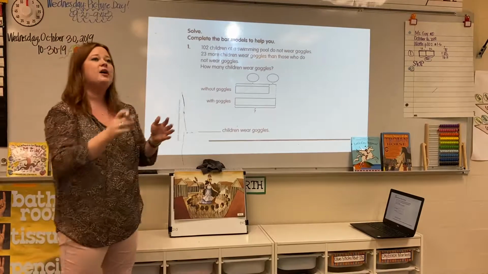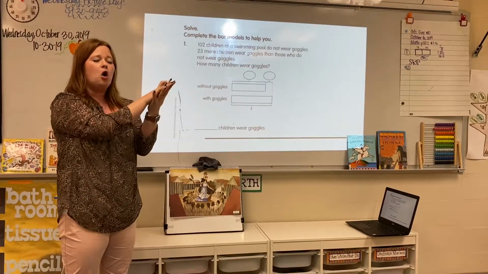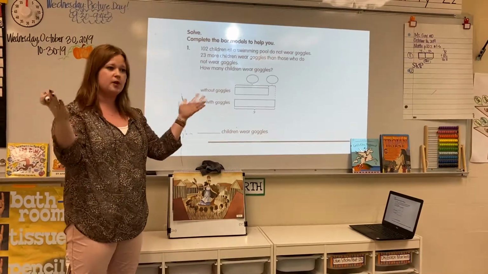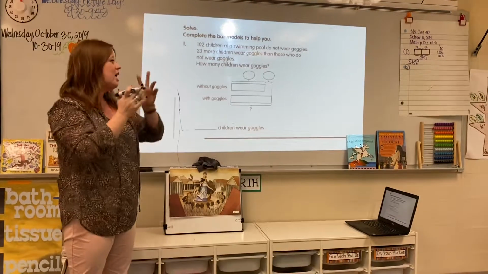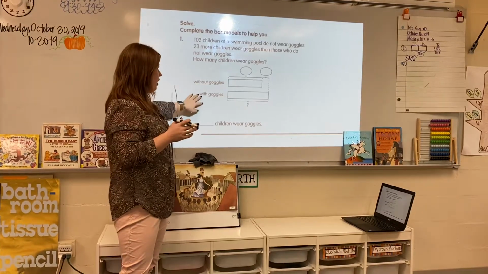So you've got either subtraction, whenever you've got the part whole and something is missing, or whenever you know both parts and you're adding them together to find the whole, that's whenever you'll use addition. The second way that we use bar models is for comparing.